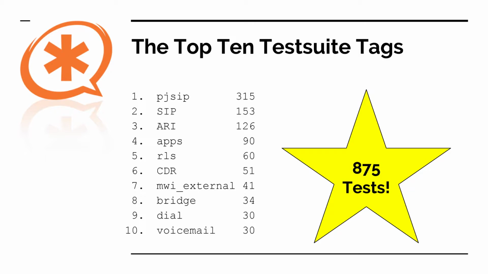You can also run tests based on a specific tag, and there are a lot of tags and a lot of tests. We currently have 875 tests in the main public test suite, and as you can see on the top 10 test suite tags list, we have 315 for PJSIP. It wins. It was a lot of work to get the functionality there for PJSIP, make sure that things work the same between SIP and PJSIP, and to make sure that things that are different and new work correctly in PJSIP, so we don't break them as we're changing code. So there's a lot of tests for that.